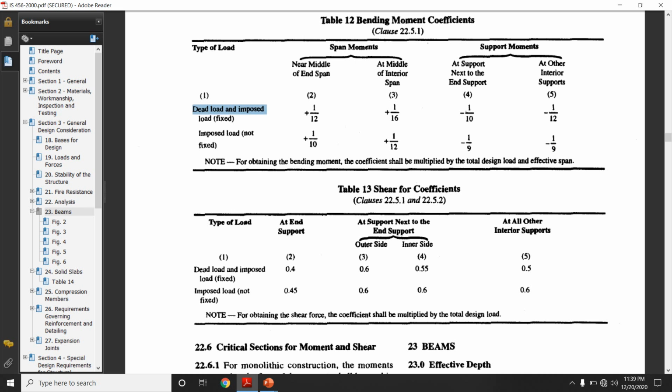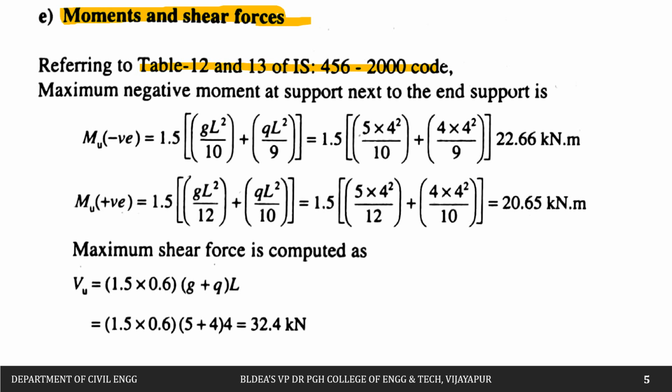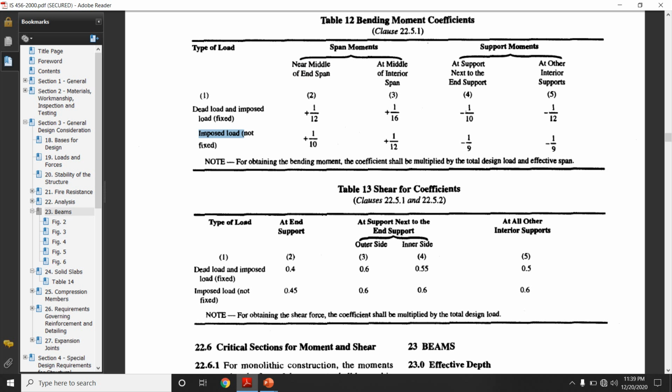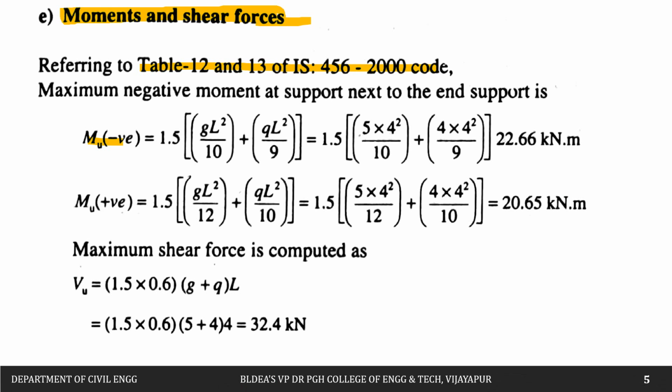This is for dead load and this is for the live load. So therefore negative moment, so negative moment means support moments, we'll try to use this coefficient, that is 1 by 10 and 1 by 9. So the negative sign what they have written is just an indication to show that this is a negative moment. That is we have a dead load, that is G, and Q as a live load.